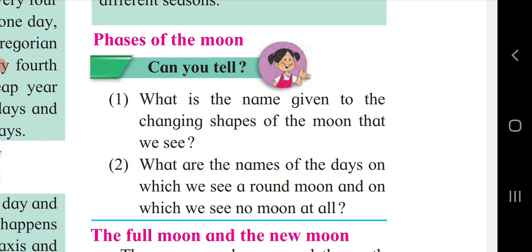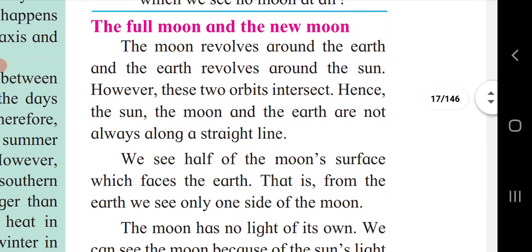Phases of the moon. What is the name given to the changing shapes of the moon that we see? The changing shapes of the moon that we see are called the phases of the moon. What are the names of the days on which we see a round moon? Yes, we see the round moon on Purnima, and the day on which we see no moon at all is Amavasya. We call it the full moon day, and no moon at all, the new moon day. Full moon day is Purnima, new moon day is Amavasya. The full moon and the new moon.